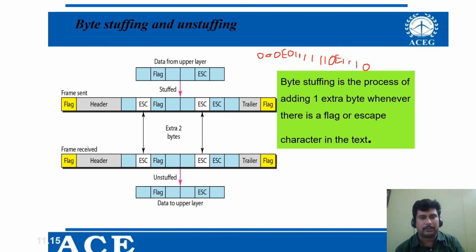Okay, so when you are adding an extra byte to avoid the confusion between the data and the flag, we call it byte stuffing. At the receiver, when you are removing that extra character which you added to avoid the confusion, that is called byte unstuffing. This is one of the very important topics, so please make sure you remember this definition.